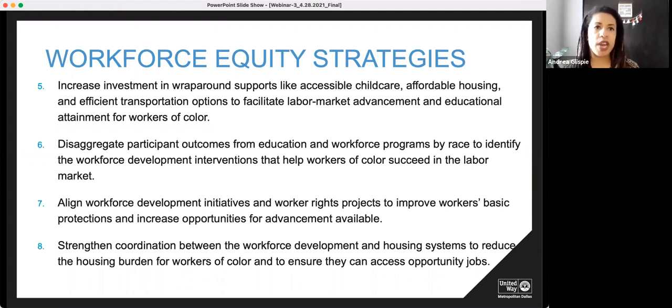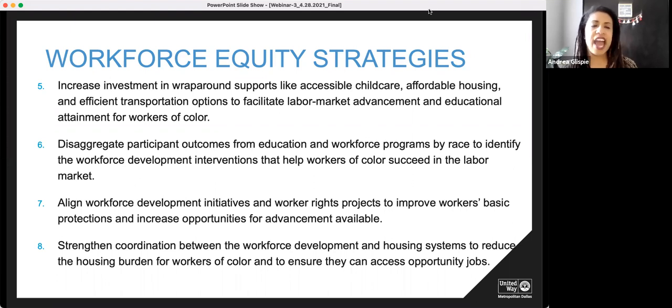One of the really neat things about our report, which I have not seen really elevated in our local discourse, is this idea of the social determinants of work.